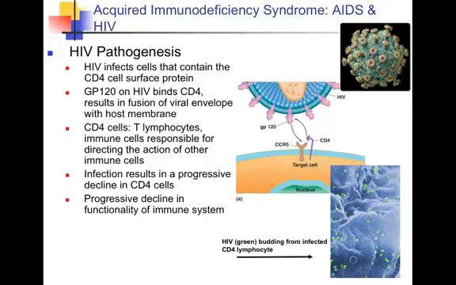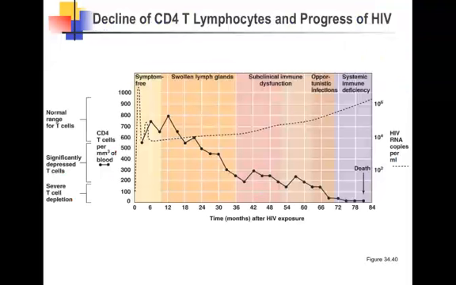So, a progressive decline in functionality of the cellular immune response. There is an animation on the Blackboard site that describes these steps in series, so you can watch that to get a feel for the process that's occurring here.